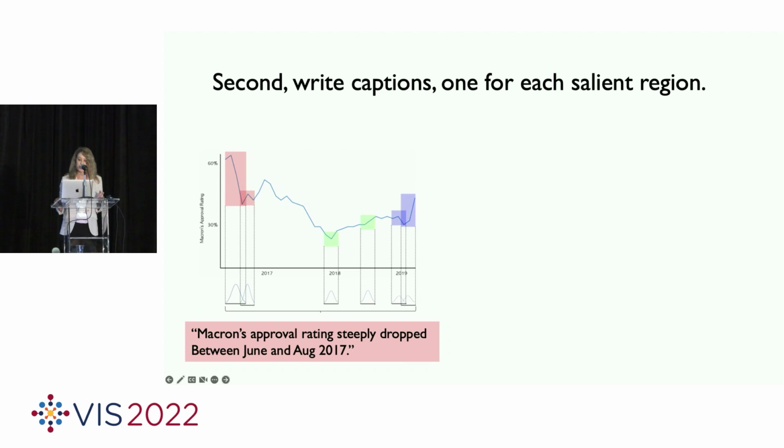They next created captions that corresponded to each of these salient parts of the line chart. So here in red, I have "Macron's approval rating steeply dropped between June and August 2017," which corresponds to the highlighted salient part, the red part of the chart.